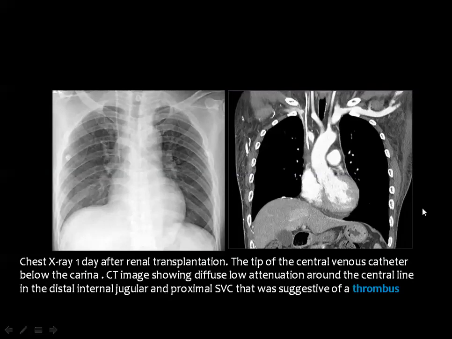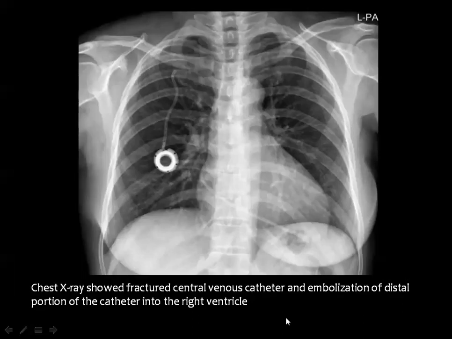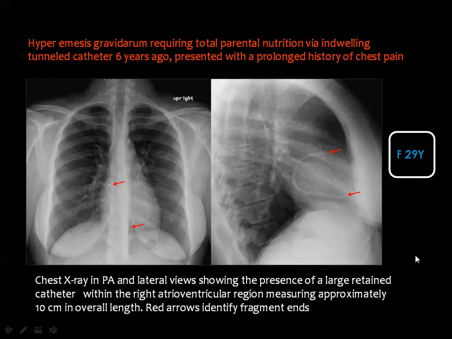This is the superior vena cava thrombosis, and this is the central venous line catheter. You can see non-opacification of the superior vena cava due to the presence of clotted blood. This diagnosis is only reached either by ultrasound or by CT scan. Then catheter fragmentation. This is the central venous line, and this is a fragment that has migrated into the right ventricle. And this is also catheter fragmentation, and you can see the fragment in the right ventricle as well.